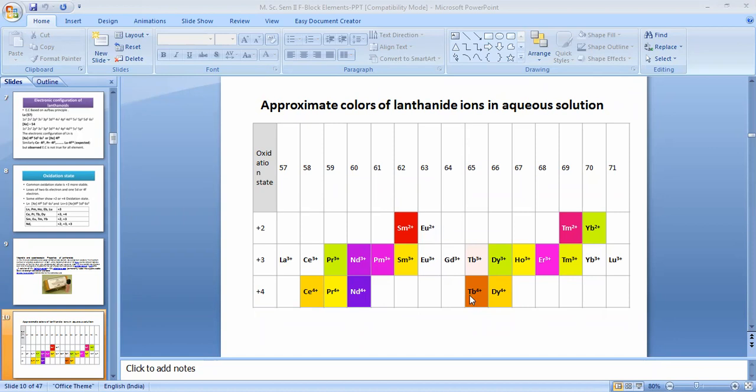These are again colorless. So this is how they are colorless, colored yellow, pink, or pale pink in color. Again, lutetium is colorless on account of the f0 configuration. There are again certain ions that I would like to show you.